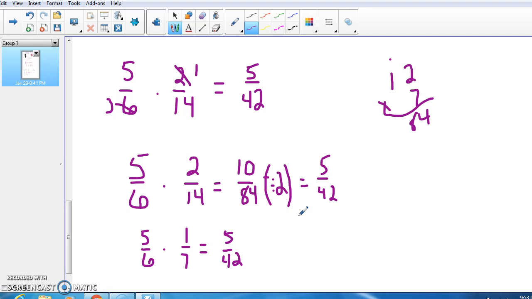Your goal is to complete a multiplication of fractions and cross canceling worksheet. Work on that. Make sure you show all your work. You do not have to submit that. You're just going to come to class tomorrow with that completed. You'll be turning that in.